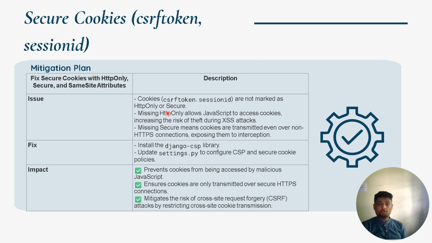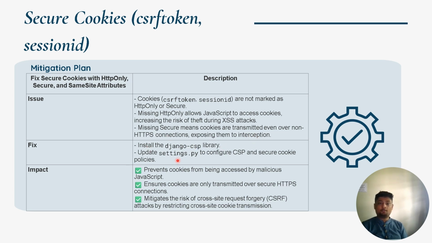The main issue within our application was that the cookies containing these things are not marked as HTTP only or secure. The missing HttpOnly configuration allows JavaScript to directly access those cookies. So any JavaScript code written by the attackers can automatically access those cookies. This will also increase the chance of cross-site scripting. Missing secure means cookies are transmitted over non-HTTPS connections, exposing them to interception by the attackers. These are all the issues, right?